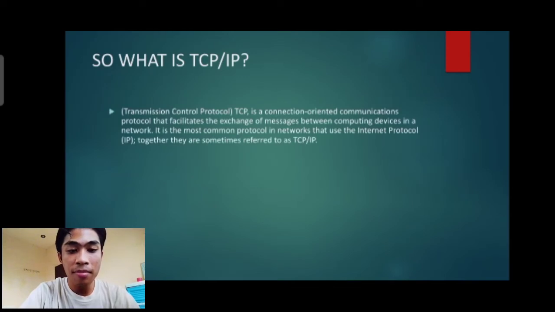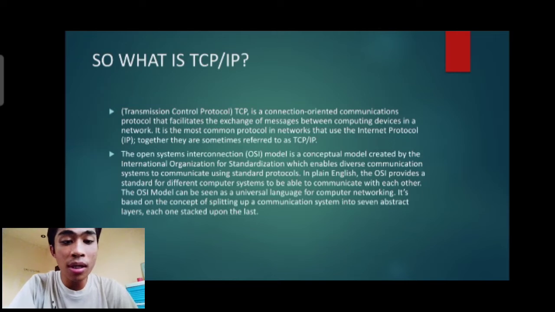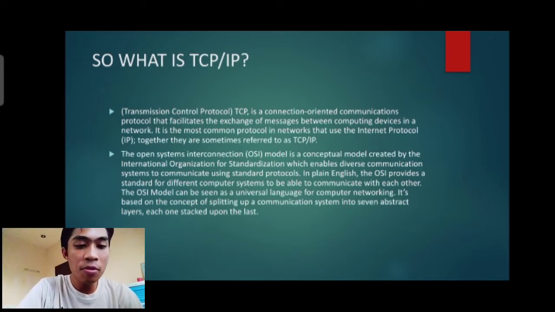Transmission Control Protocol is a connection-oriented communication protocol that facilitates the exchange of messages between computing devices in a network. It is the most common protocol in networks that use the Internet Protocol, IP. Together, they are sometimes referred to as TCP/IP. The Open Systems Interconnection, or OSI, on the other hand, is a conceptual model created by the International Organization for Standardization, which enables diverse communication systems to communicate using standard protocols.